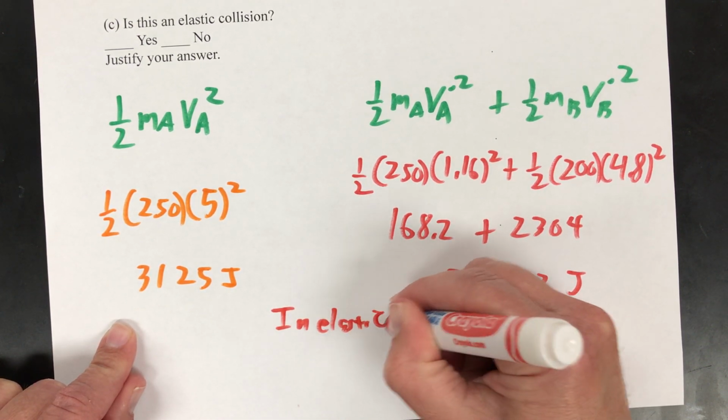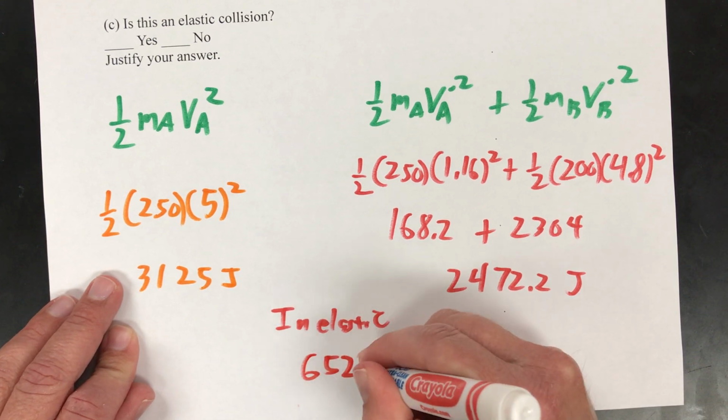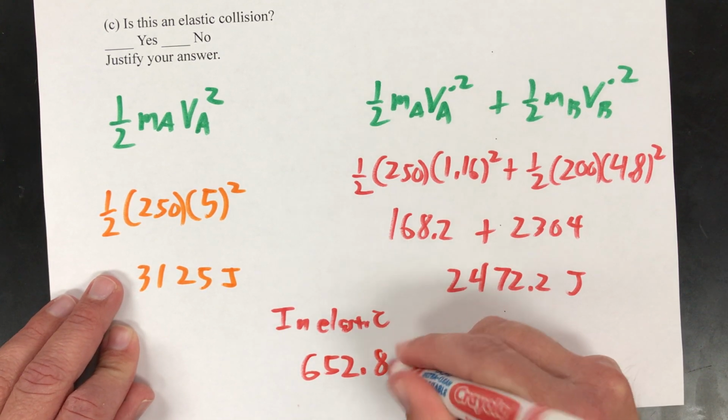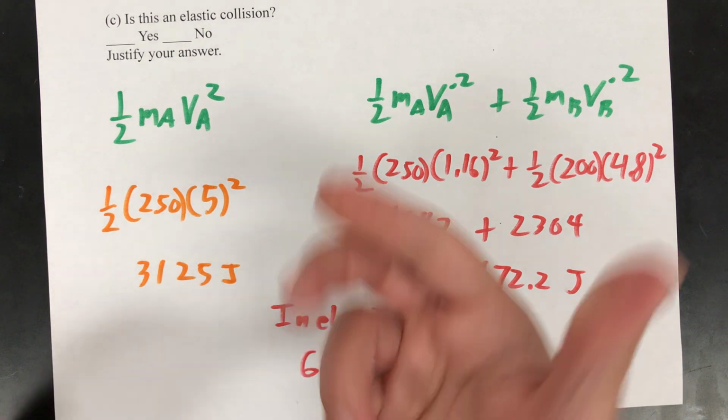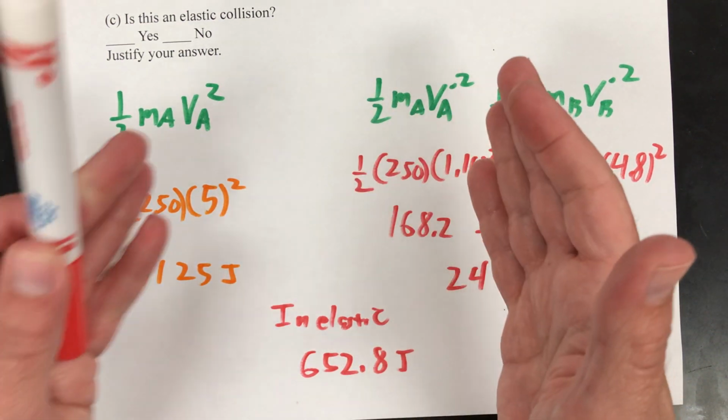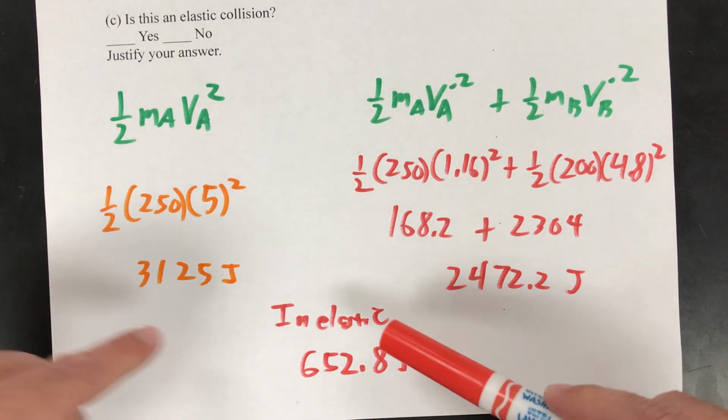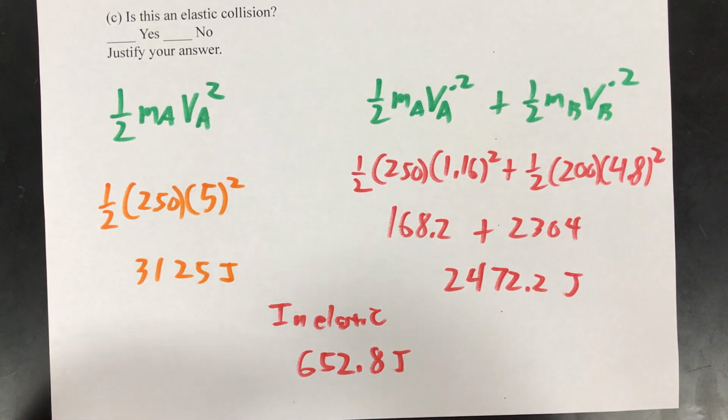More specifically, you don't have to write this down, but it lost 652.8 joules of energy. Where did that energy go? Sound, heat, deforming the bumper cars. So because it lost energy, it is an inelastic collision.